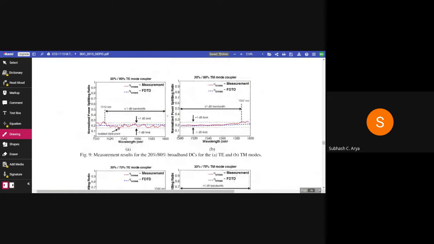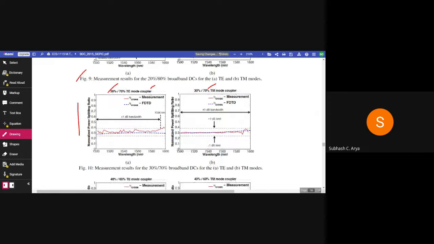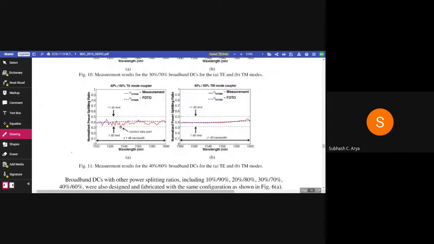So this figure 9 is 20 to 80 for TE mode, and for TM mode it is here. So all about it is how much bandwidth it is supporting. You can see a large range of bandwidth from 1512 to 1600 nanometer here, and from 1500 to 87 for TM mode, for TE mode, and this 30 to 70 for TE, and 30 to 70 for TM mode. So you can see this is the plot of normalized power splitting ratio versus wavelength, and this is the 40 to 60.